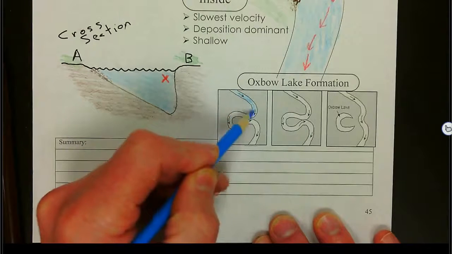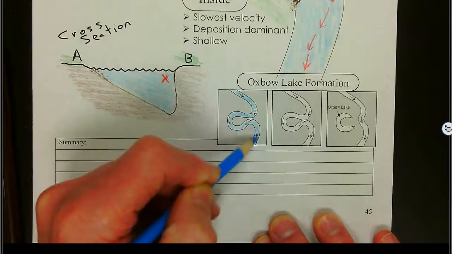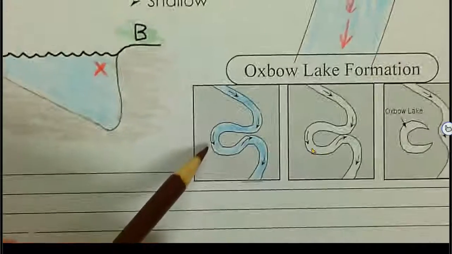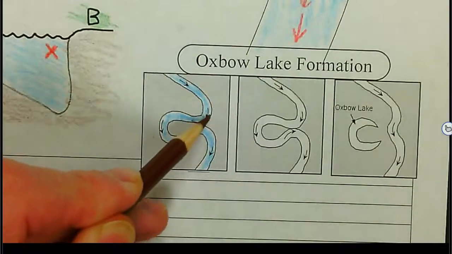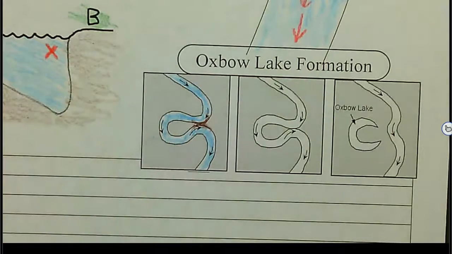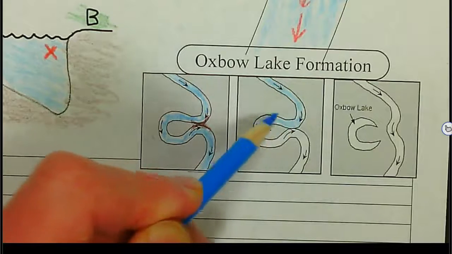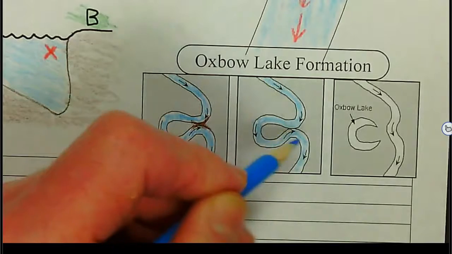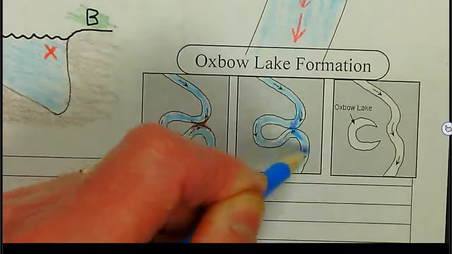As the water moves down, the outside of the meander is where the erosion happens. If I look closely here, I'm going to have erosion happening here. That's the outside of the meander. And I'm going to have erosion happening here, which is the outside of the meander. They get to the point where they're so close together that as the water flows, it's going to break through right there. And the water now, instead of flowing around, just flows through there.